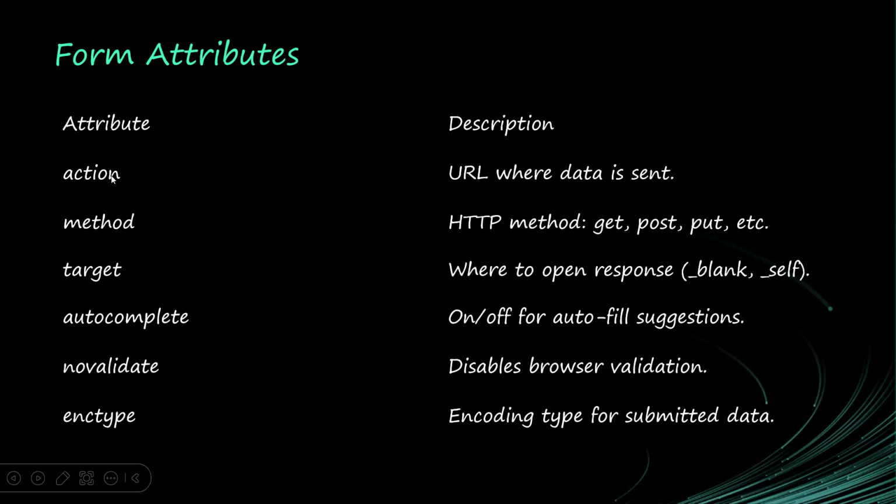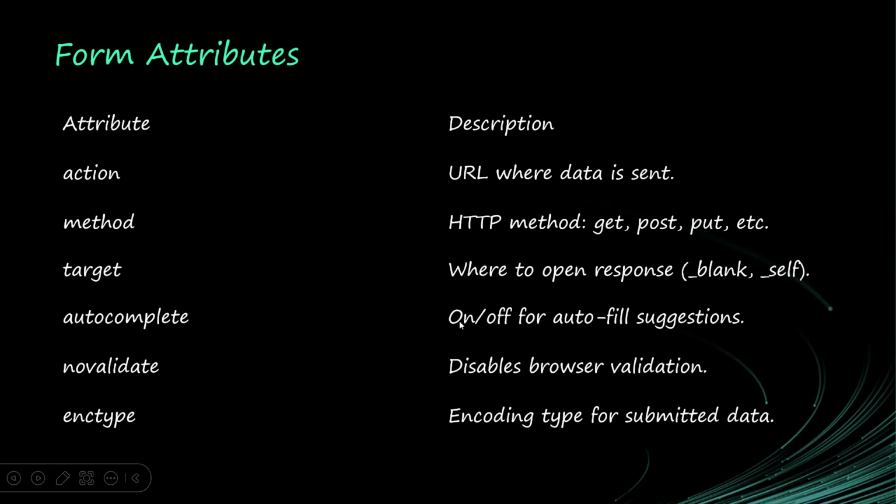Now, there's no need to look at the action in detail, but if you're using the traditional method, the action tells the browser the URL to send the data to. So we will not be concentrating on that. The method tells which method to use for the request. Then the target is another attribute that tells you where to open the response, whenever the server comes back with a response. Is it to open it in the same place or in another window?